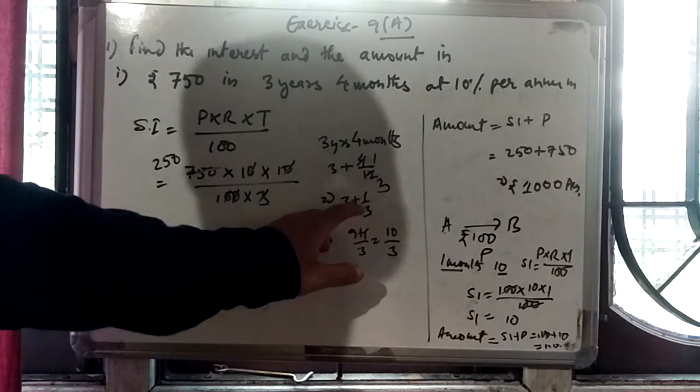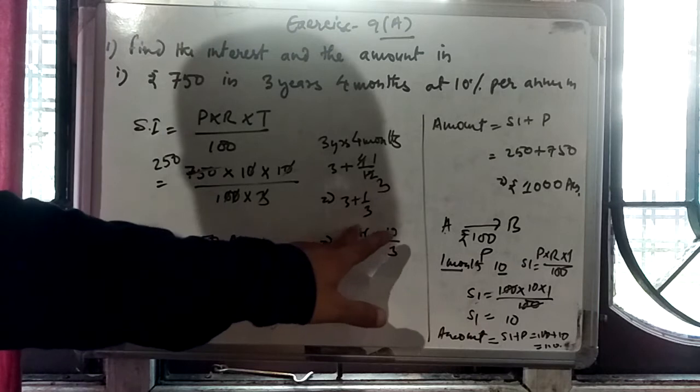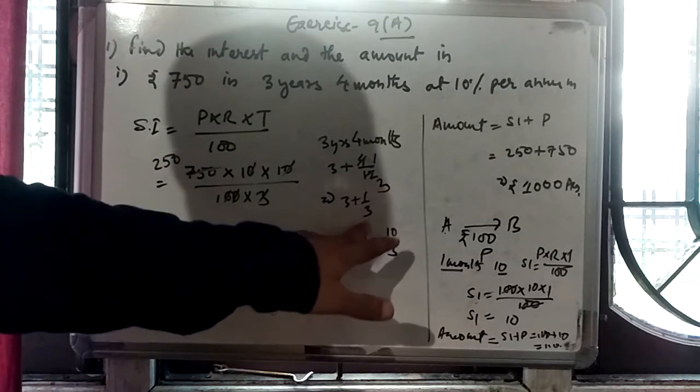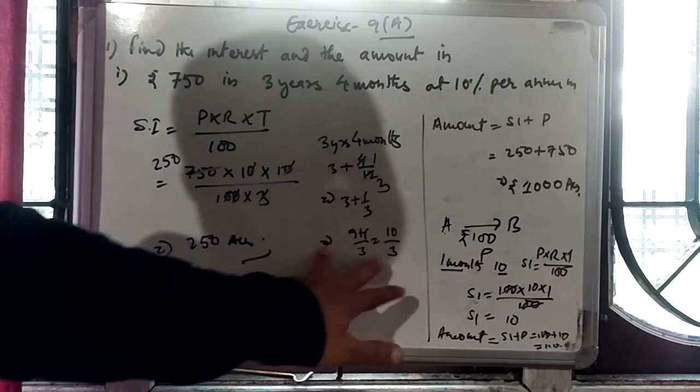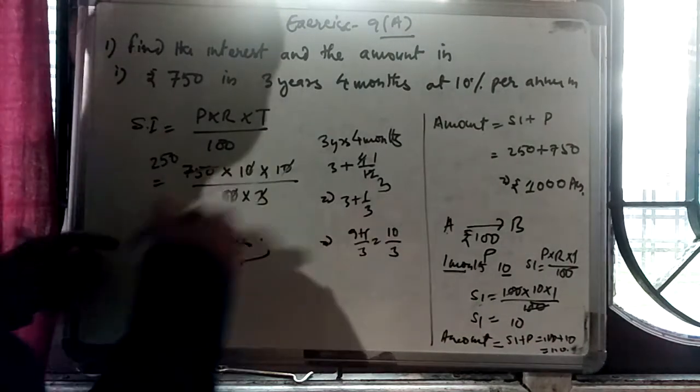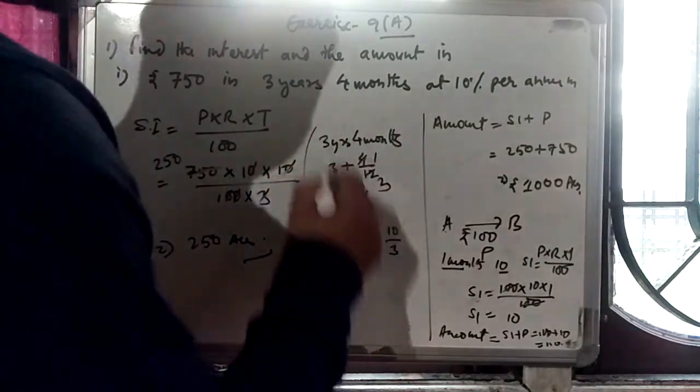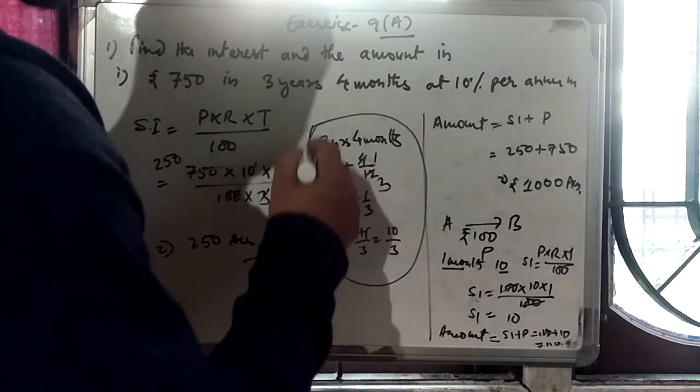If you do the LCM and the multiplication, 3 3s are 9 plus 1 will come. 9 plus 1 is 10, so 10 by 3. So this is how you will convert years to months or months to years.